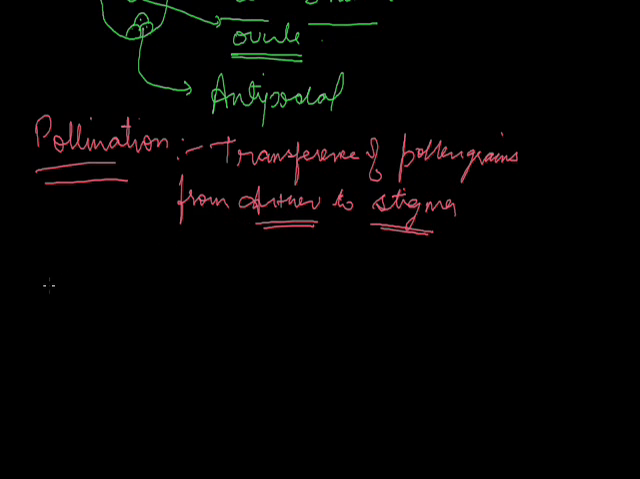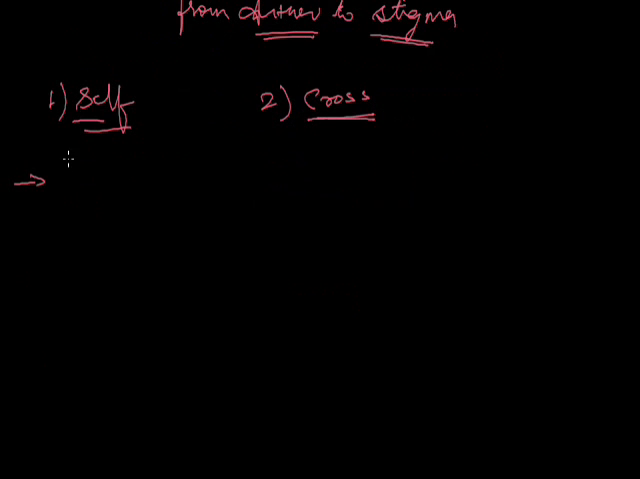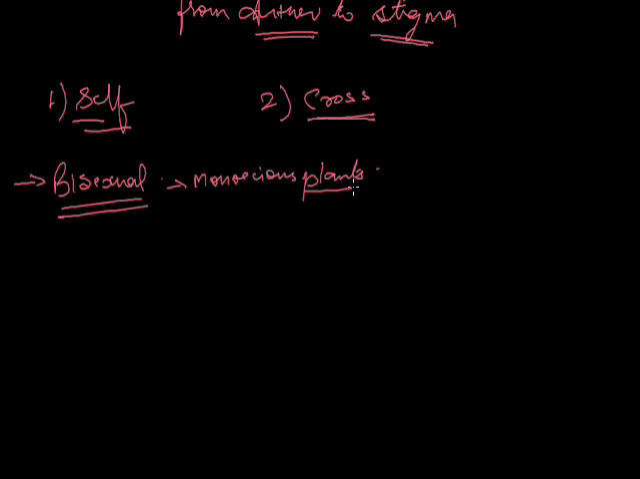Now pollination is of two types. One is self-pollination, the other is cross-pollination. What is the meaning of self and cross? Self-pollination happens in a bisexual flower, that is, on a monoecious plant, because the plant has flowers which have both types of sex organs, the male and female. That's why it is a bisexual flower. If we see it by the figure, we can get a clear idea about it.